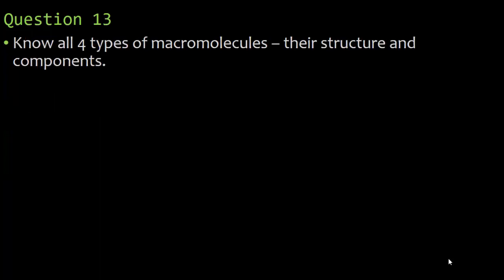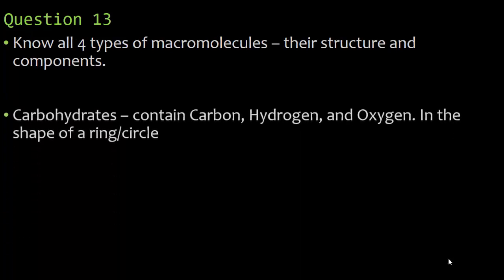All right, number 13, know all 4 types of macromolecules, their structure and components. So the first one is carbohydrates, and that's going to contain carbon, hydrogen, and oxygen. It's always going to be in the shape of a ring or a circle, and that's going to give us our quick energy. That is energy for short-term usage.